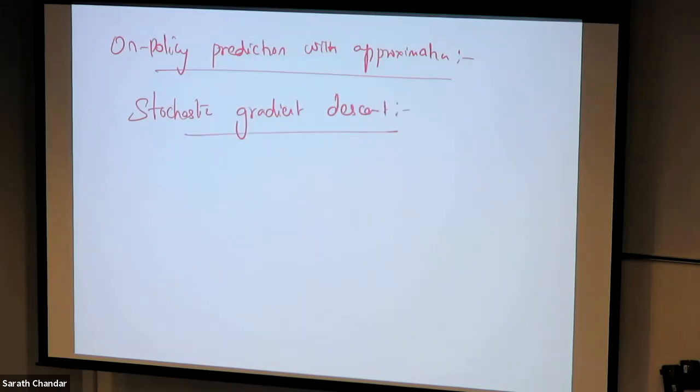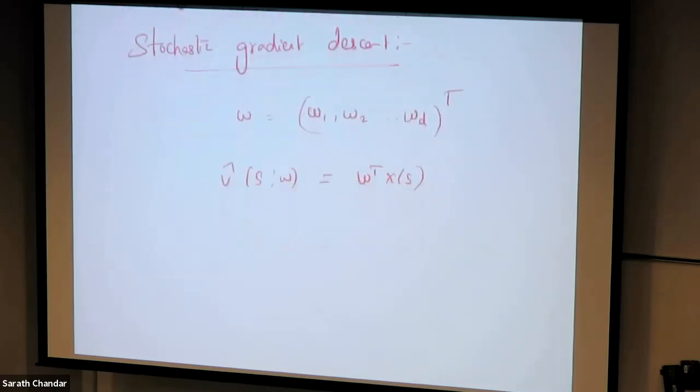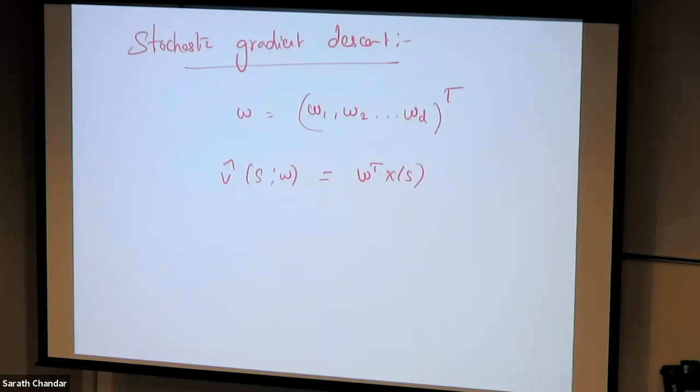Okay, now the parameters of our function approximator is given by W1, W2 to WD. This is my parameter vector. Now the value function approximator is given by W transpose X of S. Now this function that you're seeing here is actually a differentiable function of W. So it's just a simple linear function.